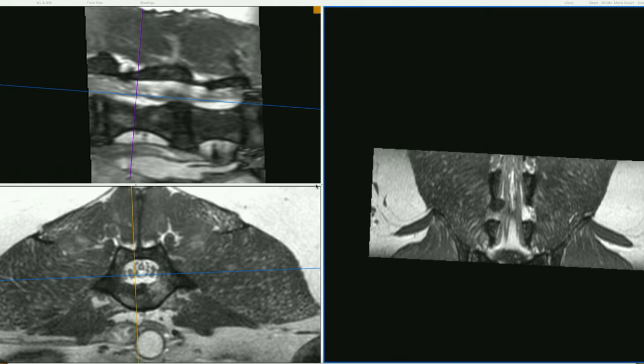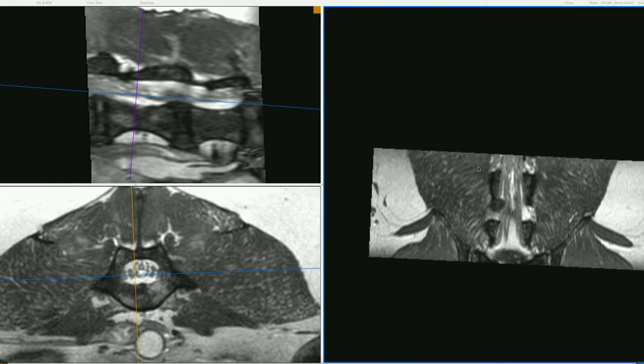So we have a 3D turbo field echo sequence in this case, which is a very nice sequence for evaluating the lumbar nerve roots. With 3D acquisitions, we can reformat them into multiple different planes as you do on CT, and that can be very helpful when it comes to following nerve roots, etc.